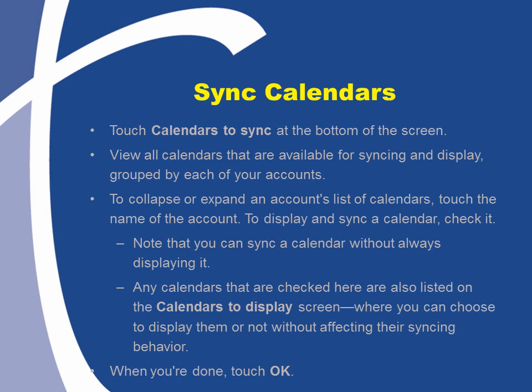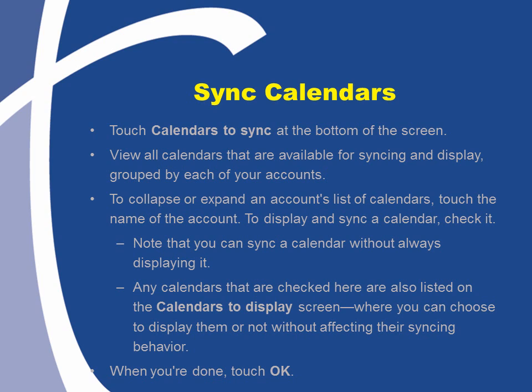Okay, so the first thing we want to do is get your phone synced up with the calendars. Otherwise, everything else that we talk about, you'd be lost with. So here, what you would do is go into the calendars, click at the bottom of the screen. You'll see calendars to sync. Go ahead and click that at the bottom of the screen. And from there, you'll be able to view all the calendars that are available for syncing and display.